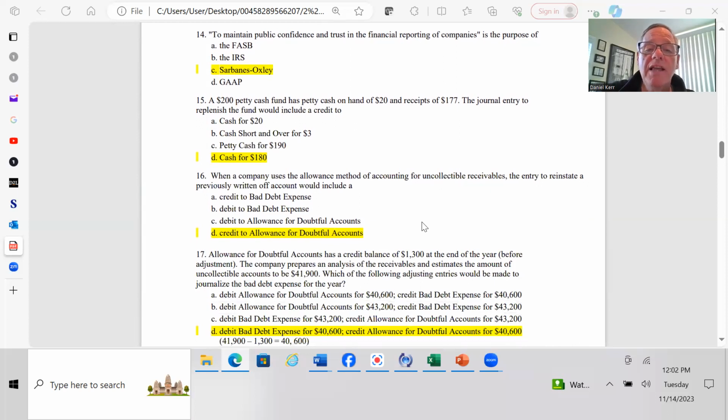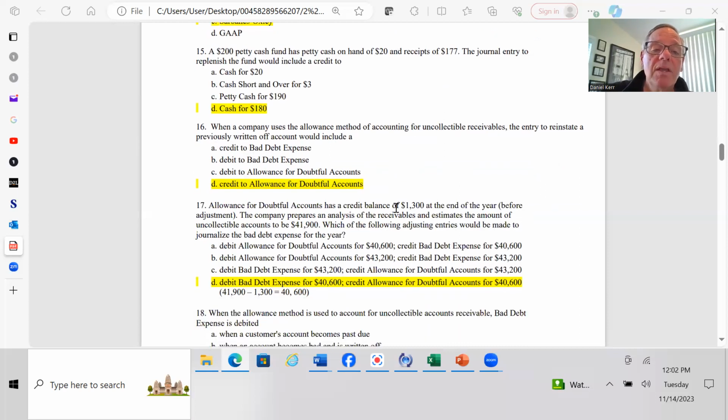16, when a company uses the allowance method of accounting for uncollectible accounts, the entry to reinstate an account previously written off, well, when we wrote off the account originally, we would have debited the allowance for doubtful accounts and credited the accounts receivable, in the name of the company, in the subsidiary ledger. So when you reinstate the account, you're going to debit accounts receivable and credit allowance. So the answer there is D.